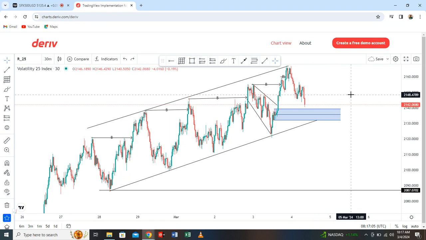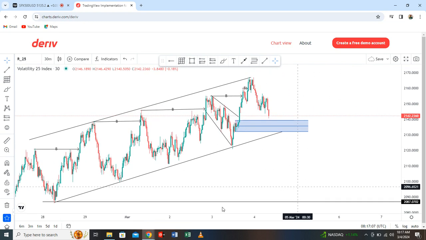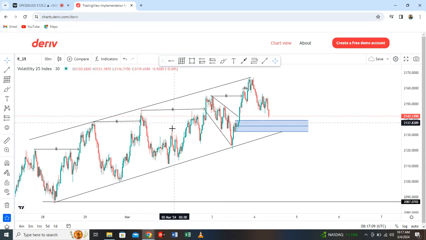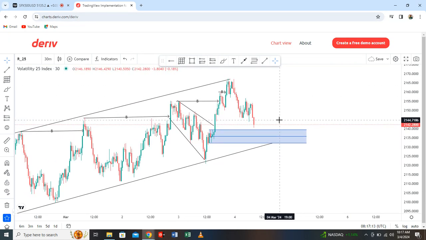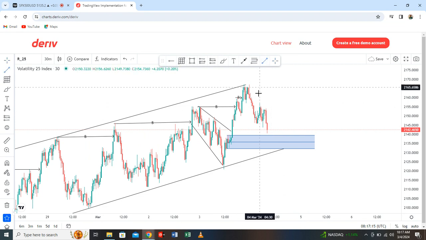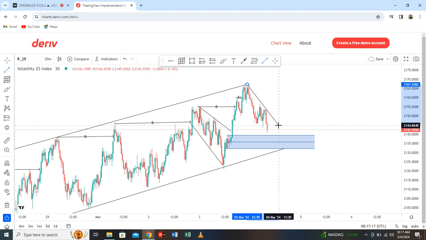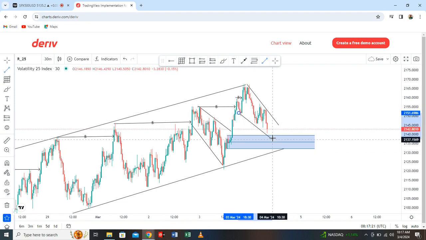So how I will go with this one again, guys, we've been breaking those previous highs. So now that the market is coming to mitigate this order block here, I'm gonna look for the pattern, or I'm gonna look at the way in which the price is gonna mitigate this pattern over here.